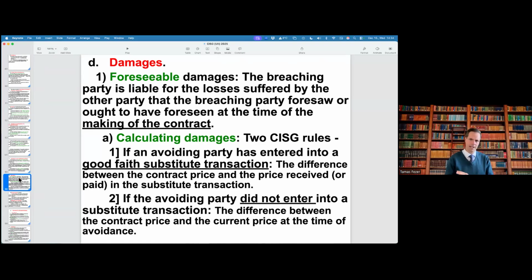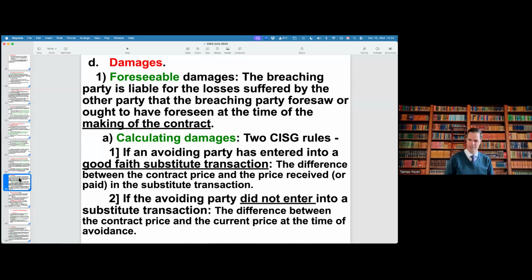In exchange for that, the CISG does not foresee a so-called full compensation. So if you think about lost profit, for example, this is not necessarily something that the innocent party will be compensated for, because the CISG claims only the foreseeable damages will be paid by the breaching party, damages that the breaching party knew or should have foreseen at the time of making the contract.